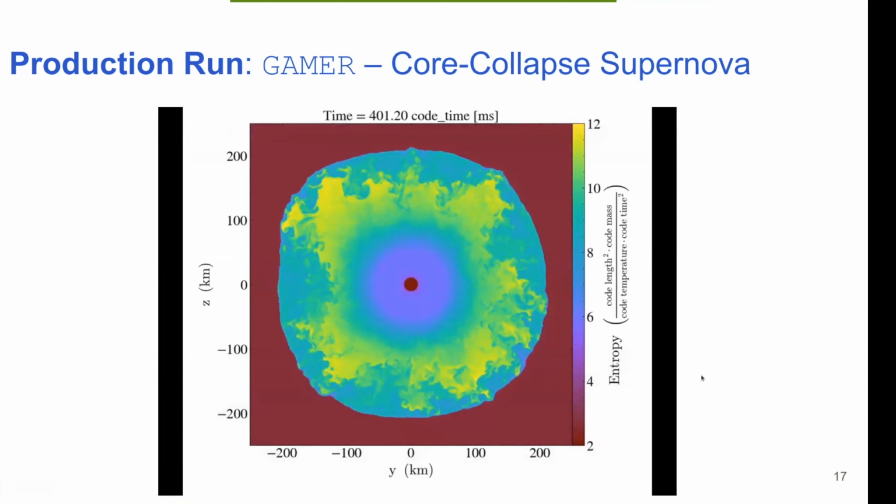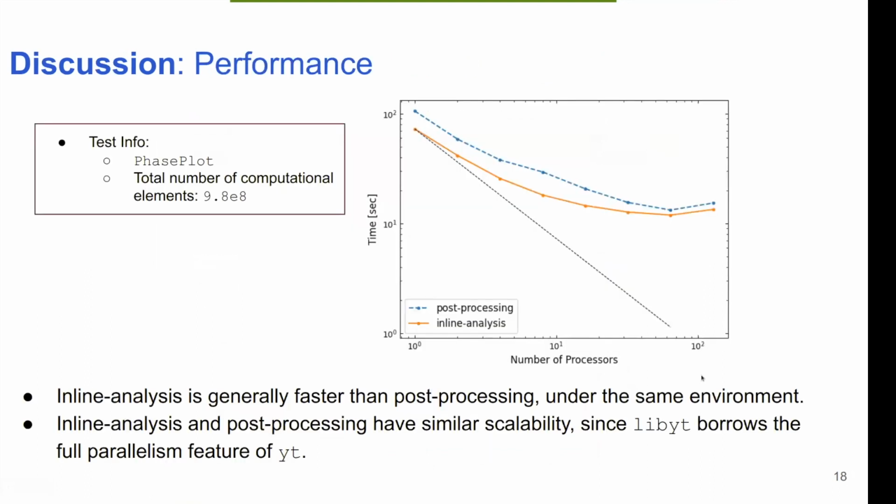Yeah, so the performance of using libyt is generally faster than using post-processing, which is how you would normally use Python under the same environment, using the same MPI processors, because in-situ analysis loads data from memory, not from disk. And they also have similar scalability because libyt directly borrows the whole yt parallelism feature.